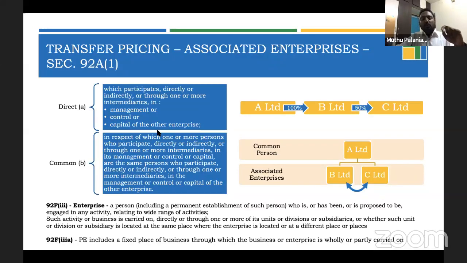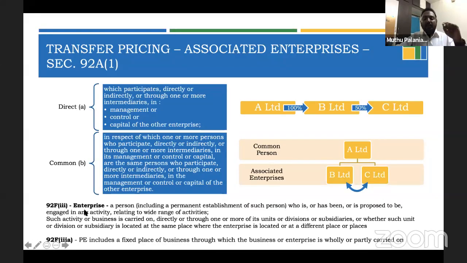So when we use the word enterprises, we'll have to understand what exactly is the word enterprise. So 92F is the definition section of transfer pricing. Every act will have a definition section as a common definition section. In the Income Tax Act, or most of the acts, it is section 2. Apart from that, some specific definitions will be defined respectively in those particular chapters. Similarly, transfer pricing definitions are discussed in 92F.